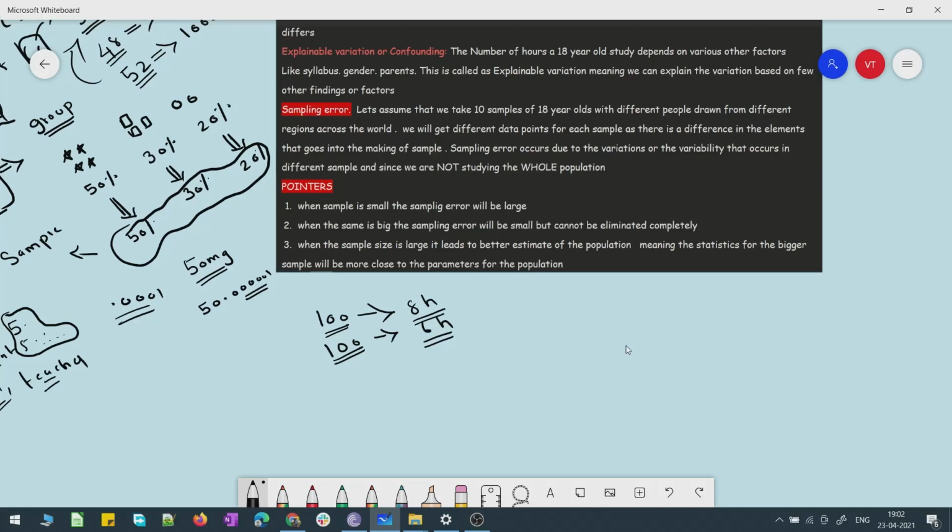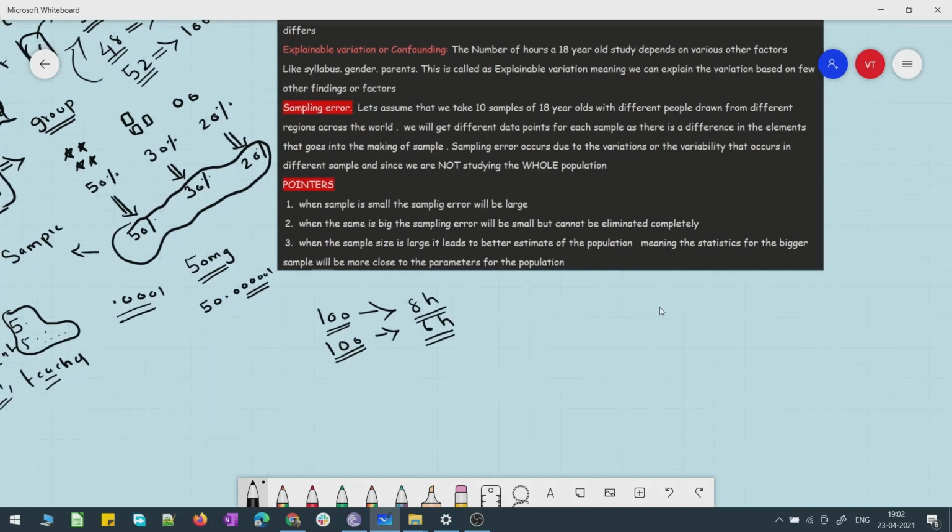So you would always tend to have some kind of variation when you compare it with the population. That's what I'm trying to say. Even among the samples you will find variations, because the base elements which go into making the sample are different. And since we're not studying the whole population, you're always bound to have variations, and these variations are referred to as sampling error.